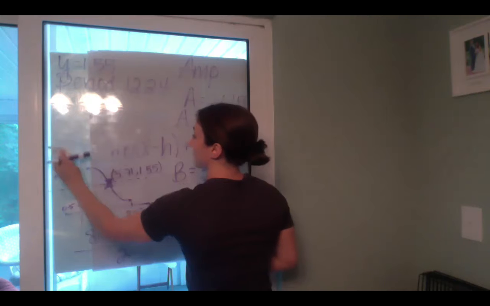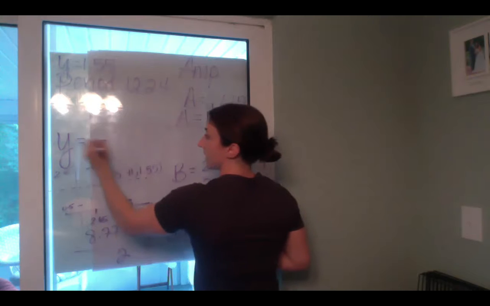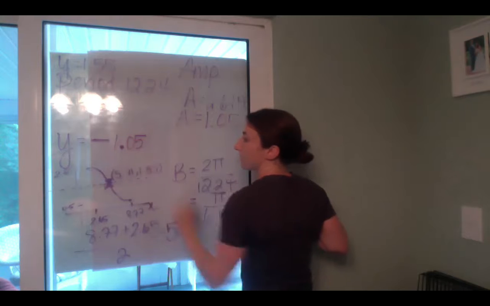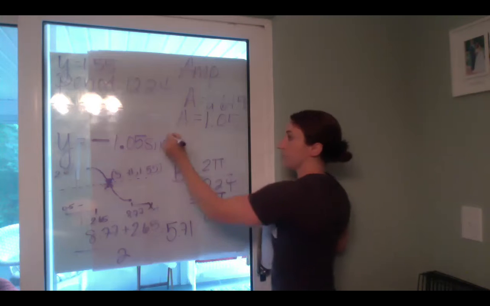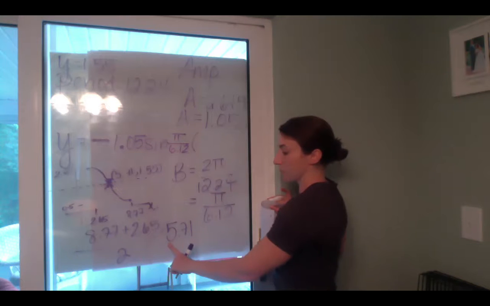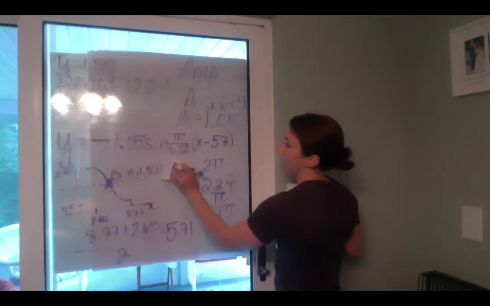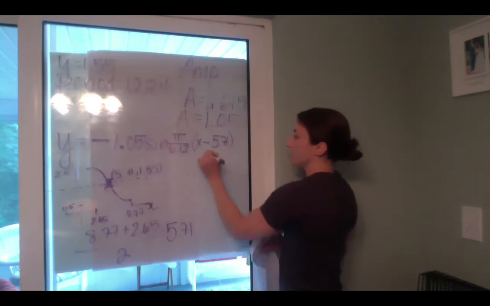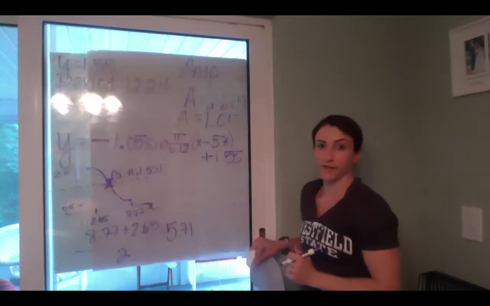So let's put all of this together. We have y equals a negative A value. The A value is my amplitude, that's 1.05, times the sine. My B value is pi over 6.12. My horizontal shift is going to be to the right 5.71, so that's x minus 5.71. And then my vertical shift was up 1.55, so I have plus 1.55 on the end. So that's our very long function there.